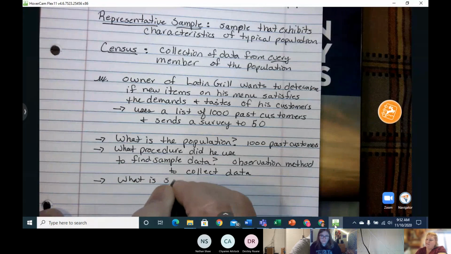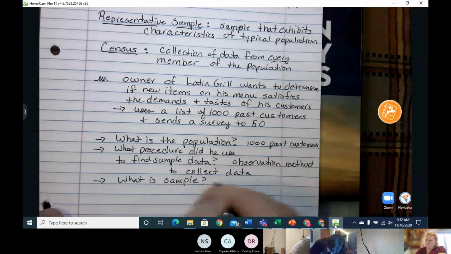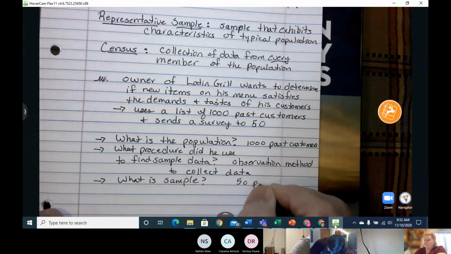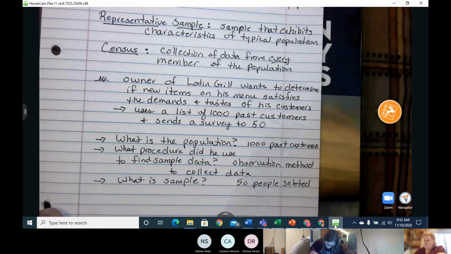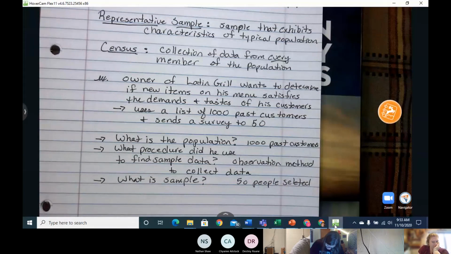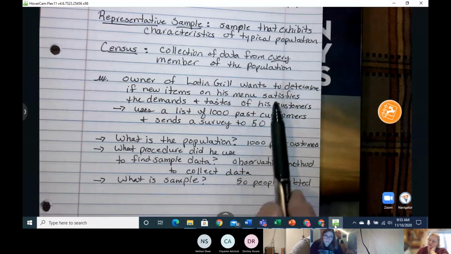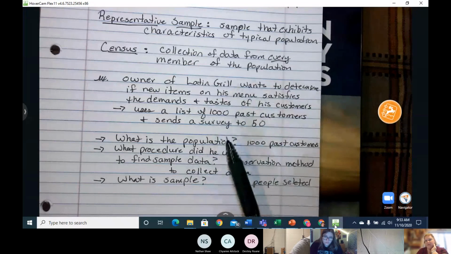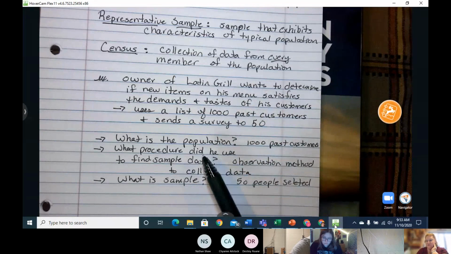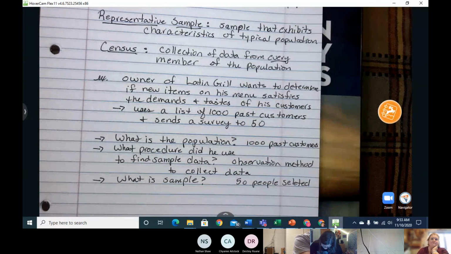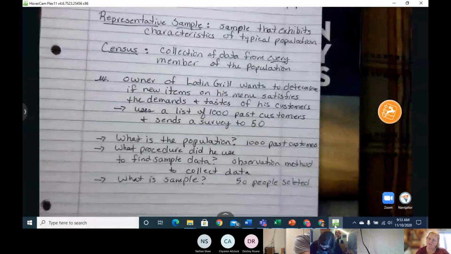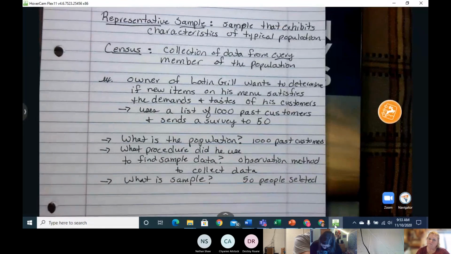What is the sample? That is the 50 people selected. So again, I'm just trying to show a situation where you want to be able to decipher within that situation the utilization of the vocabulary in that particular problem. So things that we've talked about and being able to apply it to a particular problem to know what's going on in the problem.